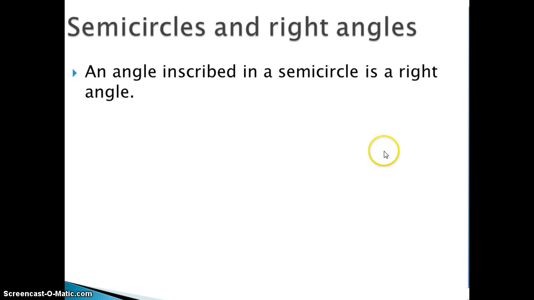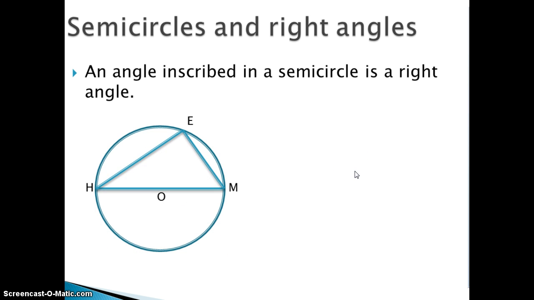Our second theorem deals with semicircles. And a semicircle we know is going to divide a circle into two equal parts, both 180 degrees. If I have a semicircle, and then the endpoints of that semicircle are going to create another angle. And that angle is going to be inscribed and cut off by the semicircle. And that's got to be a right angle.